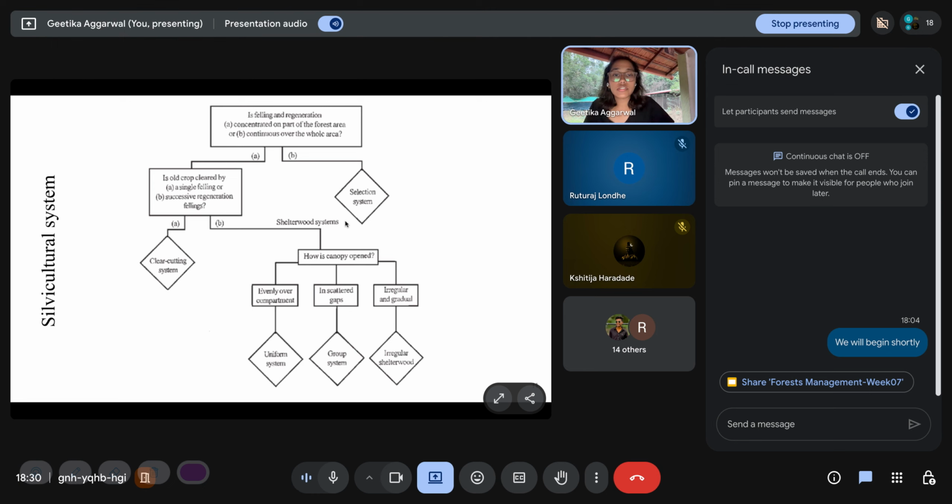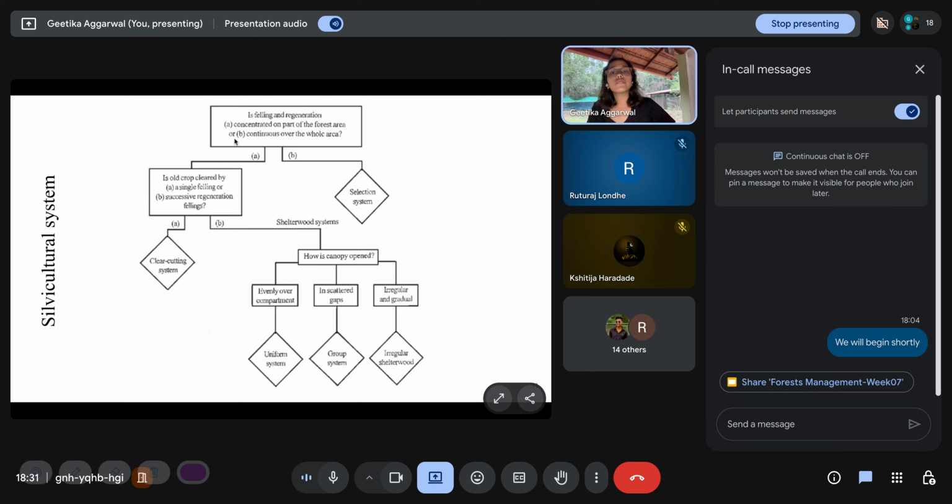Now, what kind of shelterwood system is it? It depends on how the canopy is being opened. You have a continuous canopy, and if you're going for successive regeneration fellings, some part of the forest you will clear and some you will leave untouched. Either you are evenly opening over one particular compartment, that's called a uniform system, or you are creating scattered gaps, felling the trees somewhere in a knot, which is very haphazard, then that's called a group system, or it's irregular and gradual, then that's called an irregular shelterwood system. So this is basically terminology based on how you are felling your trees in that particular zone.